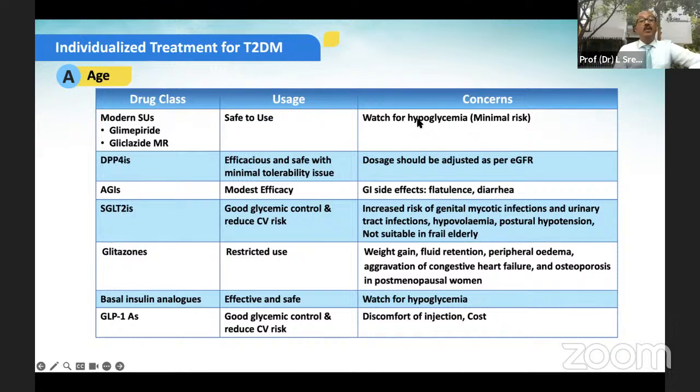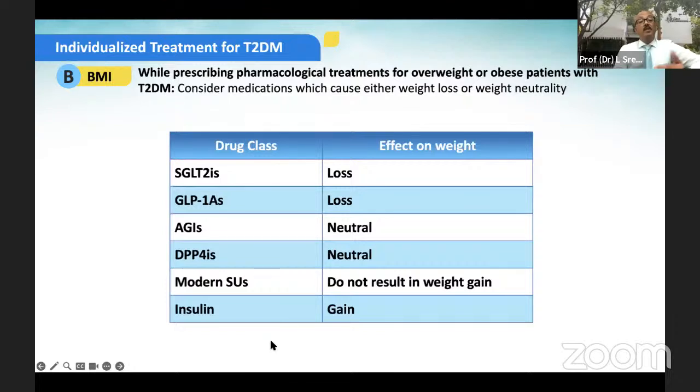And of course, we need to watch for hypoglycemia. DPP-4s are efficacious, with minimal tolerability issues. AGIs have modest efficacy. SGLT2, good glycemic control. Restricted use with the glitazones. And basal insulins are effective and safe. GLP-1s, good glycemic control. So this is something which has been given for the BMI also. You can see the preference: SGLT2, GLP-1, AGIs, DPP-4, SUs, and insulin is the last.